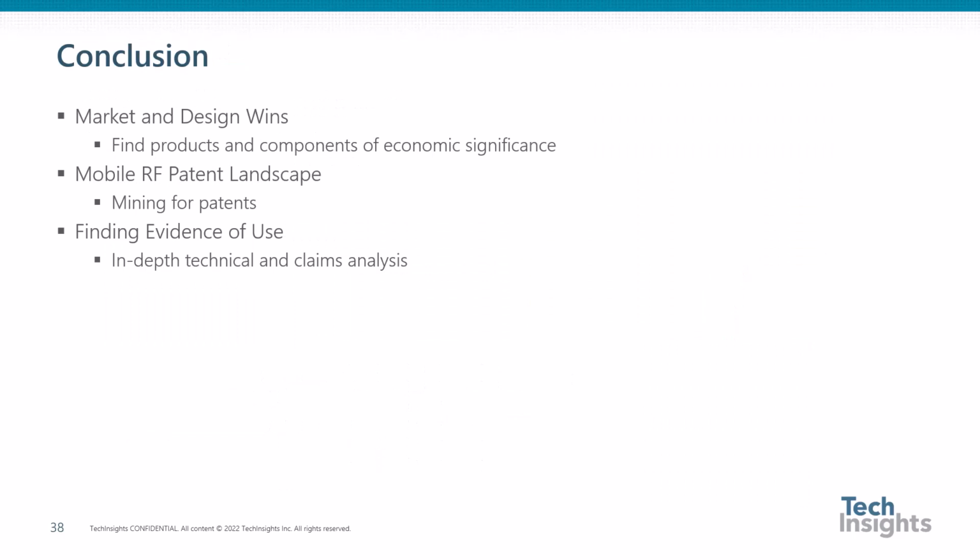In conclusion, I touched on three things in this presentation. First off, we looked at the market and design wins from our bill of materials database, which will help in finding products of economic significance. Next, I touched on the mobile RF patent landscape, which explored a little bit of the areas of potential innovation and IP activity. And finally, I demonstrated several types of analysis in the mobile RF space that could prove useful in finding evidence of use. Thank you for your attention.